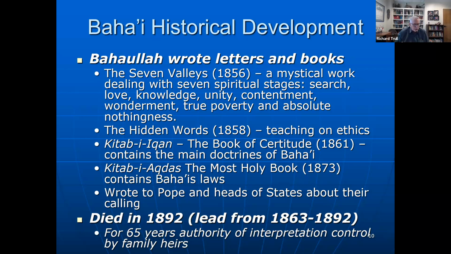Another work, The Hidden Words, contains teachings on ethics. Baha'i are very strong with ethical teachings. The Book of Certitude is the one that contains a lot of the main doctrines of the Baha'i. And then Kitab-i-Aqdas, the Most Holy Book, contains a lot of the Baha'i laws. And so even though he would die in 1892, he led for a relatively short time, but his authority is what everything else is built on. So his interpretation of the Baha'i faith is going to be the foundational aspect of the Baha'i.